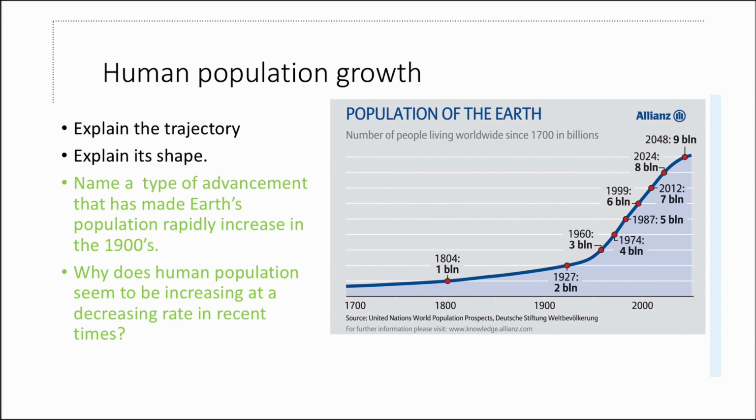I picked this figure because in more modern times, it looks like human population is increasing at a decreasing rate, right? It's increasing rather rapidly throughout the later 1900s, but past the year 2000, it looks like it's still increasing, but increasing at a decreasing rate, right?